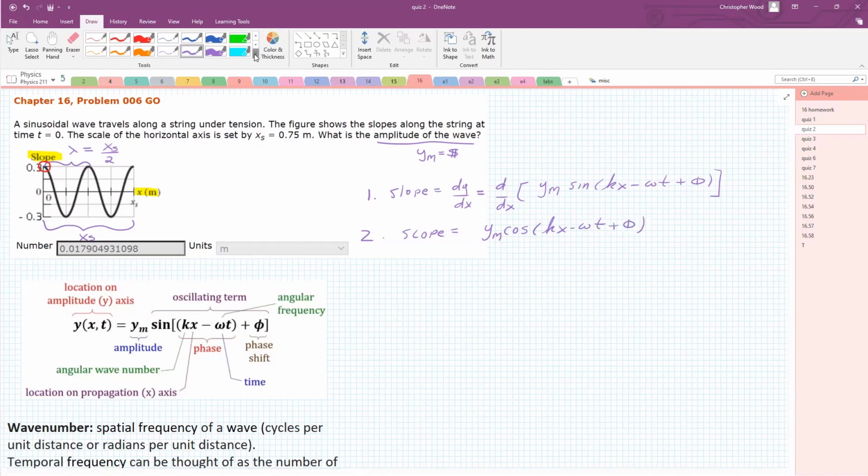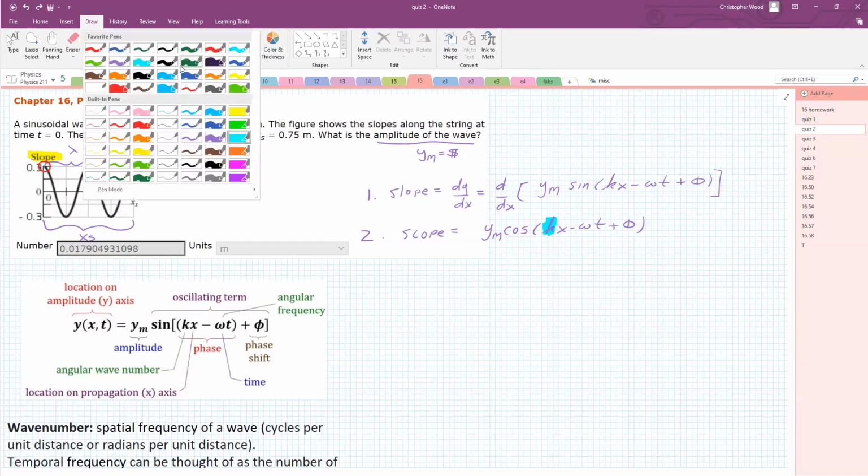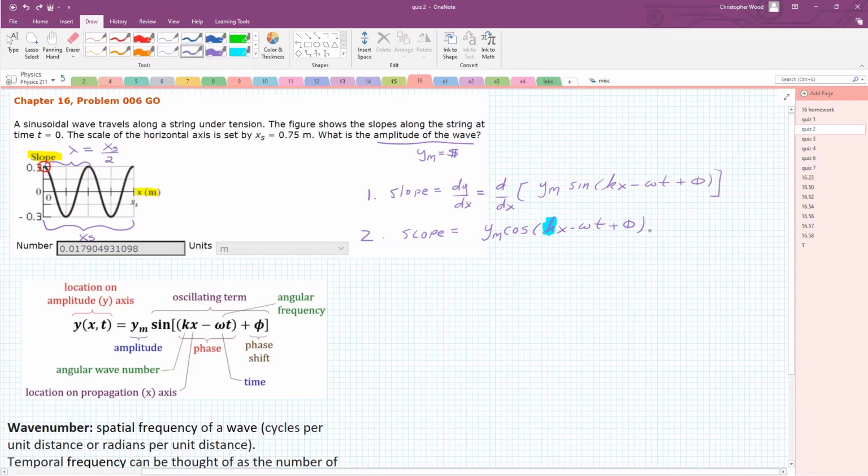Power rule says we take the constant of x right here. Last time I took the constant of t because I was doing dy dt, but that's not what I'm doing now. So I take k times k. If I rewrite this one more time, the slope equals y subscript m, the amplitude, times k, the angular wave number, times cosine of kx minus omega t plus phi.